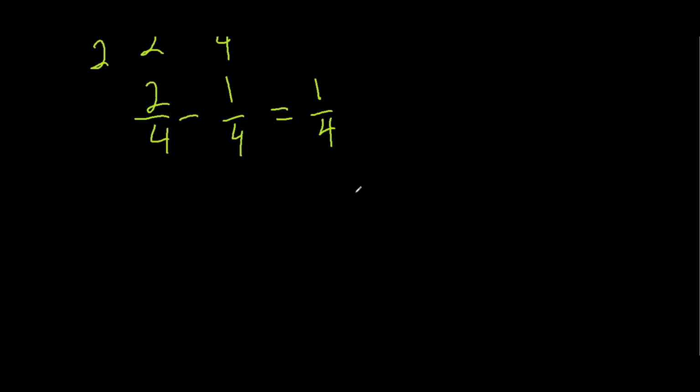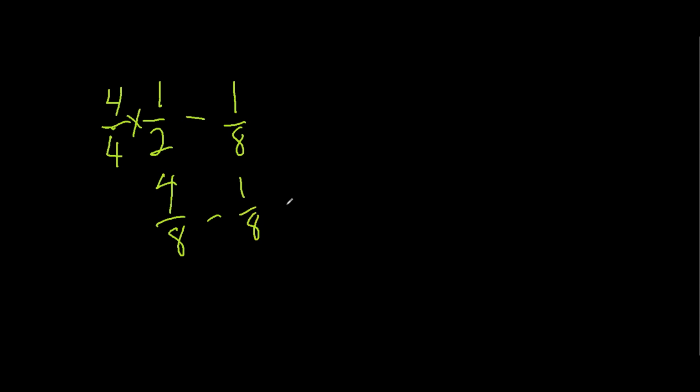Let's scroll down. We'll do the next one. 1/2 minus 1/8. So how many times will 2 go into 8? 2 will go into 8 4 times. That's simple enough. So 4 over 4. So 4 times 1 is 4. 4 times 2 is 8. Minus 1/8 equals 3/8.